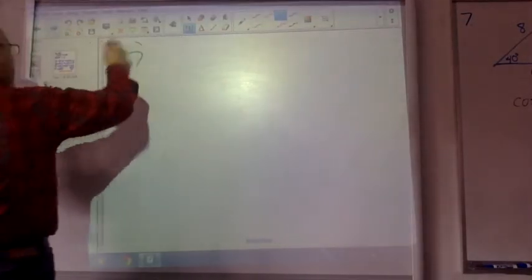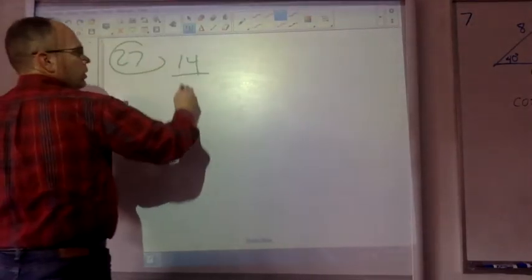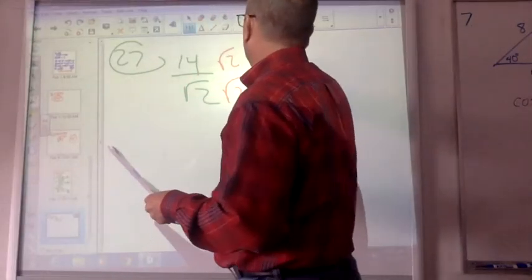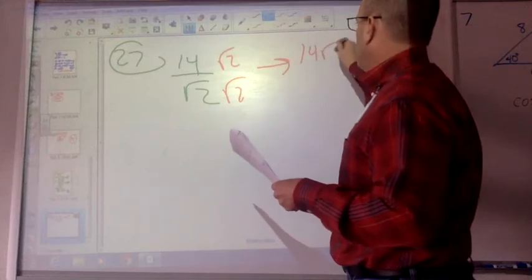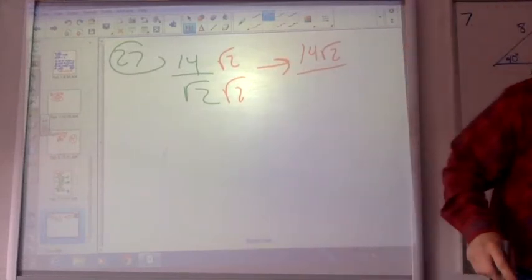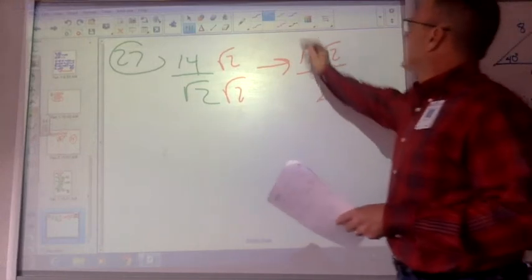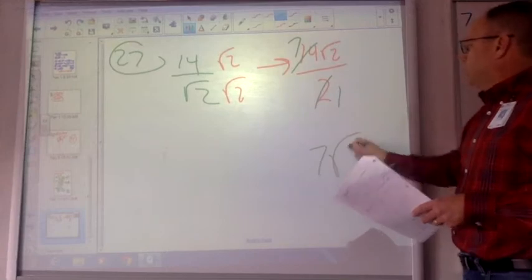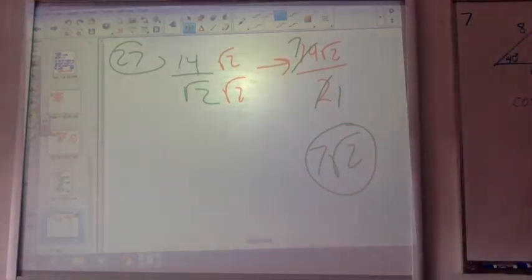27. 14 over root 2. Can't have a radical in the denominator. Multiply top and bottom by root 2, root 2. On top I get 14 root 2. On bottom I get root 2 times root 2, which is root 4. Root 4 is 2. This fraction reduces. So I get 7 root 2 over 1, or just 7 root 2.